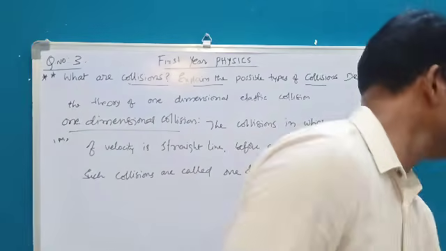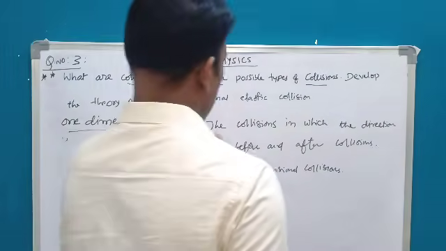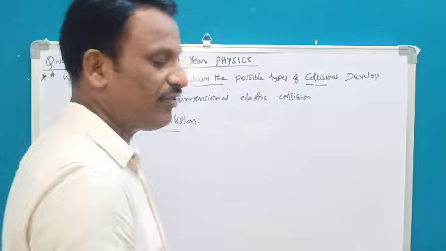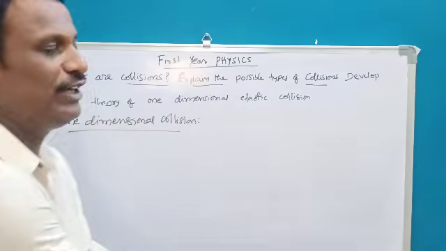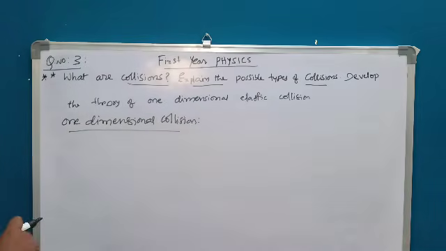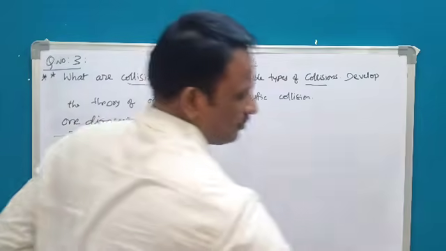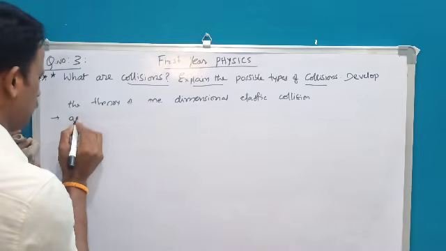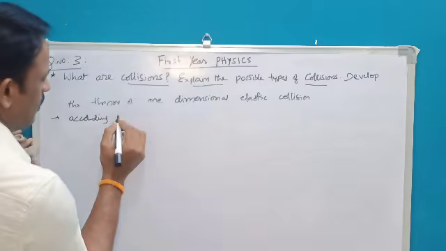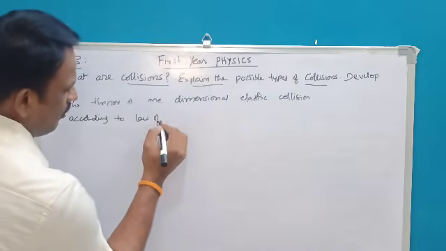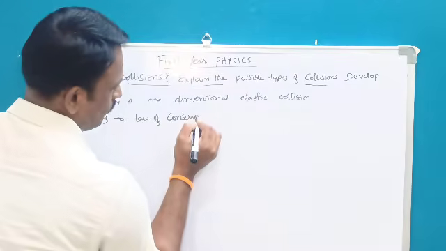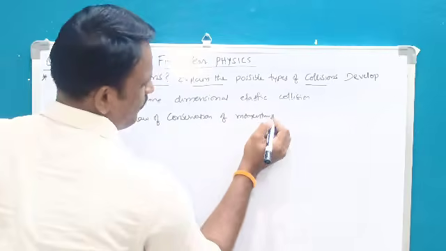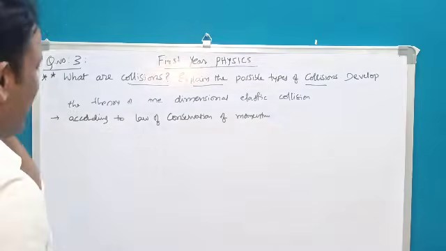Now let us develop the one-dimensional collision theory. This is what is more important for us. From here we have to find out the final velocities of the two bodies, v1 and v2. So according to the law of conservation of momentum, you can write like this also.